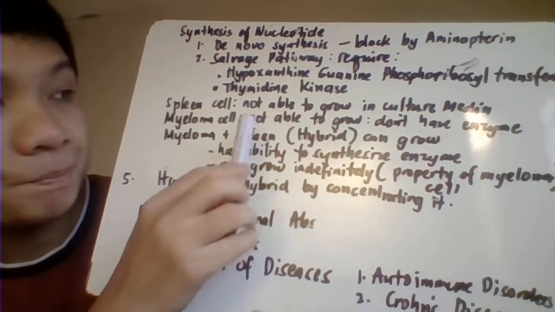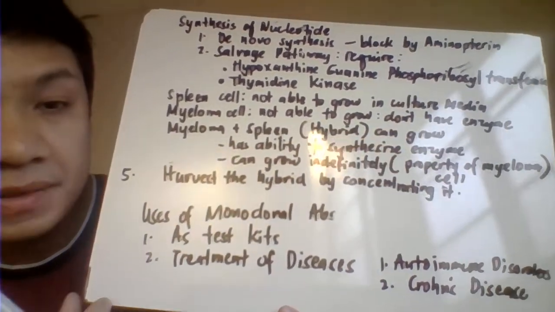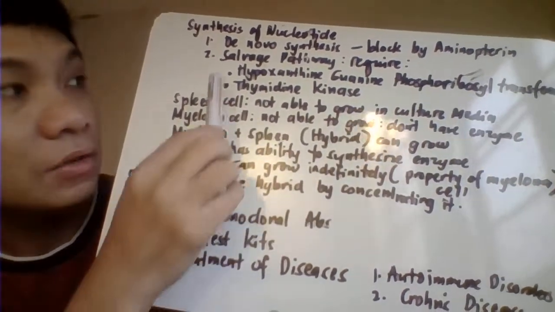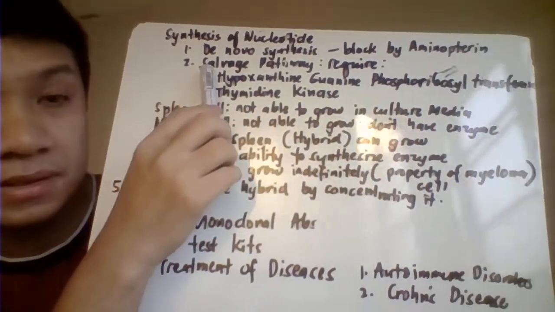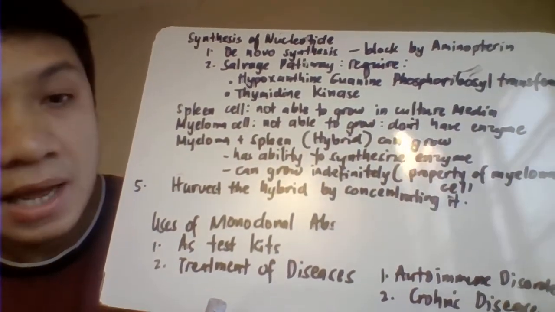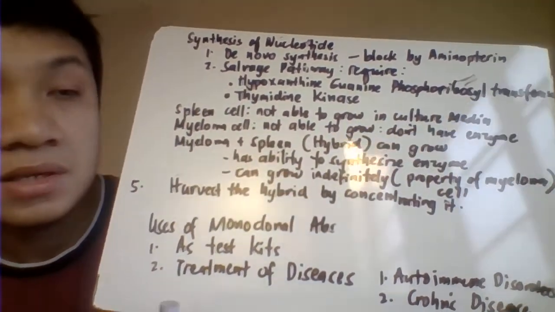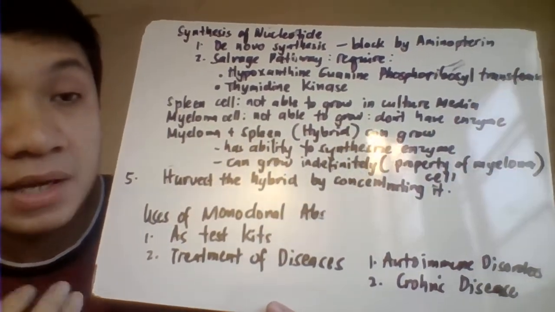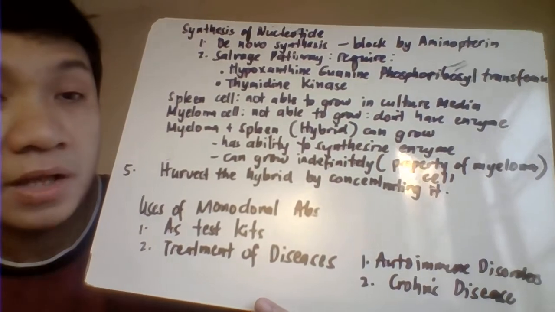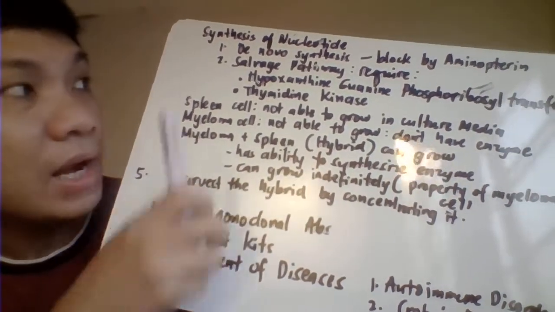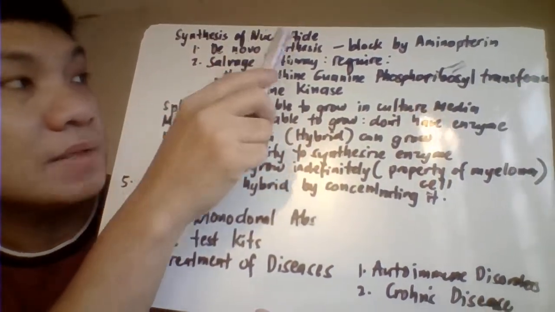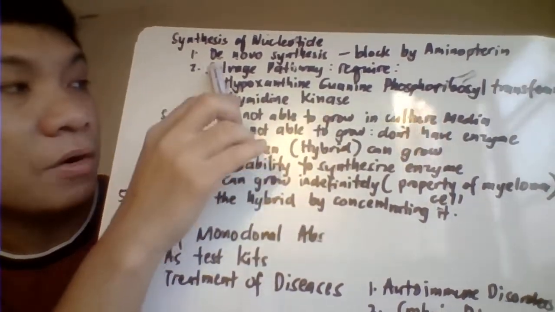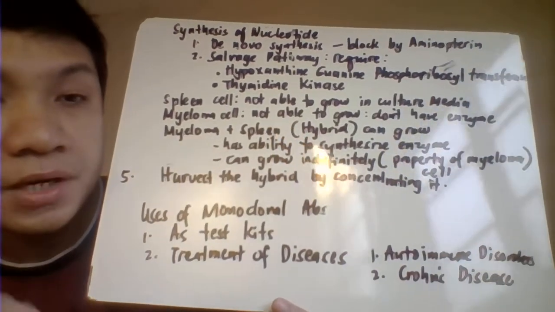It's because this myeloma cell does not have the enzymes needed to synthesize your nucleotide using the salvage pathway. You could not utilize the de novo synthesis because of the action of your aminopterin, which is part of the reagent component of your HAT culture medium. So you have no choice here. You cannot use it because it is already blocked by your aminopterin. So this is the only option you have in order to produce your nucleotides.